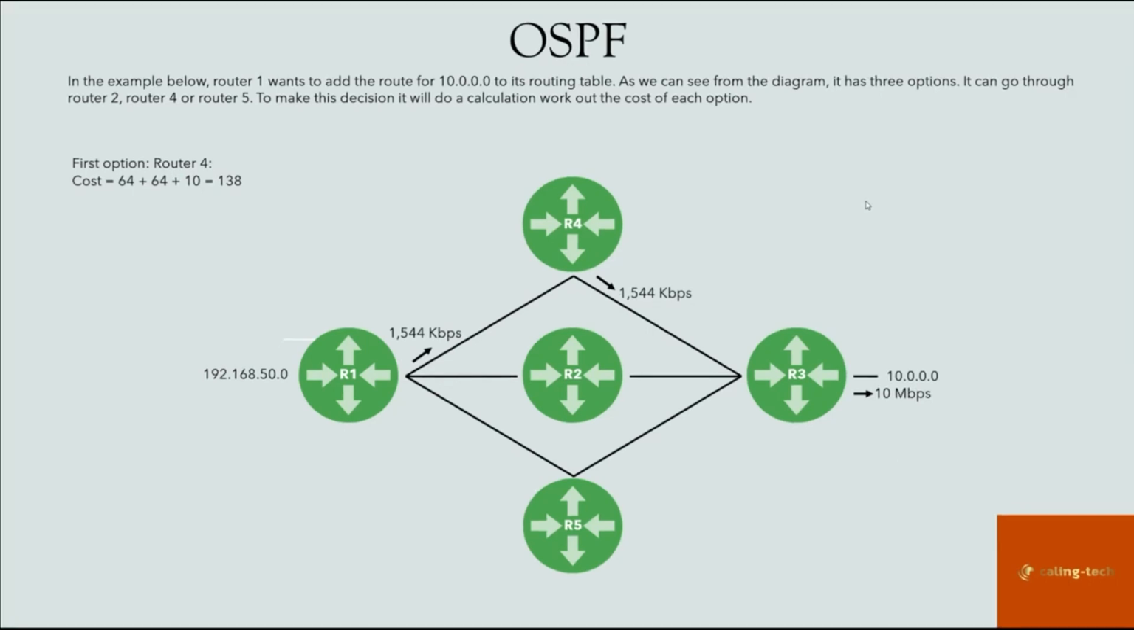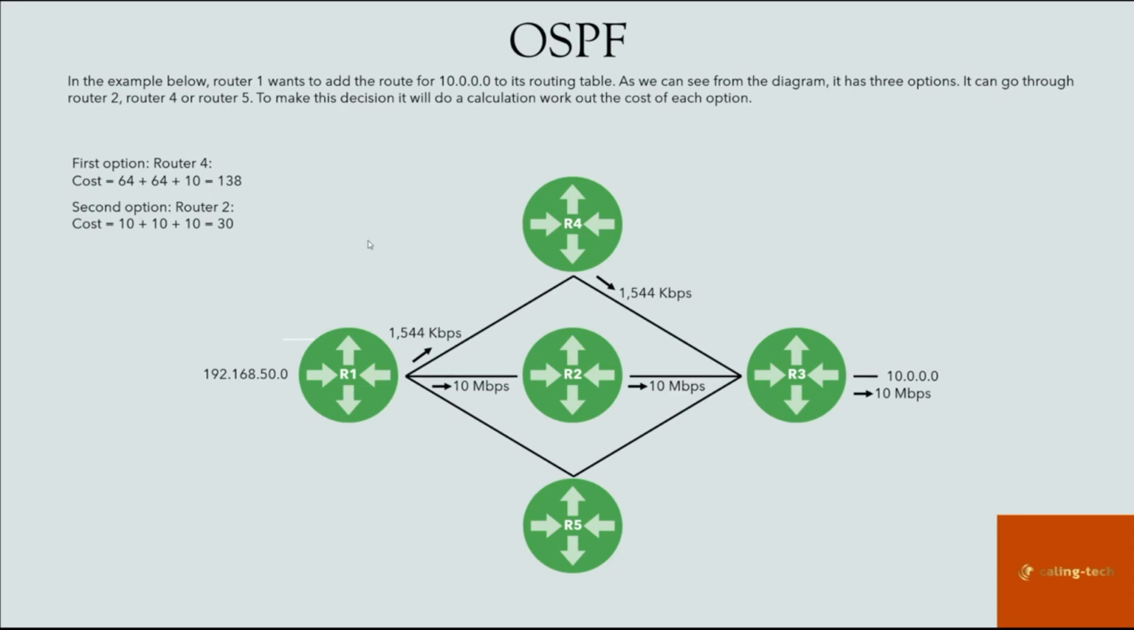Now let's take a look at the second option, which will be through router 2 to router 3. So we have a 10 megabit link between router 1 and router 2, a 10 megabit link between router 2 and router 3, and we know that it's 10 megabit from router 3 to the network. So we have a cost of router 1 to router 2 of 10, router 2 to router 3, 10, and router 3 to the network, 10, which gives us a total overall cost of 30.